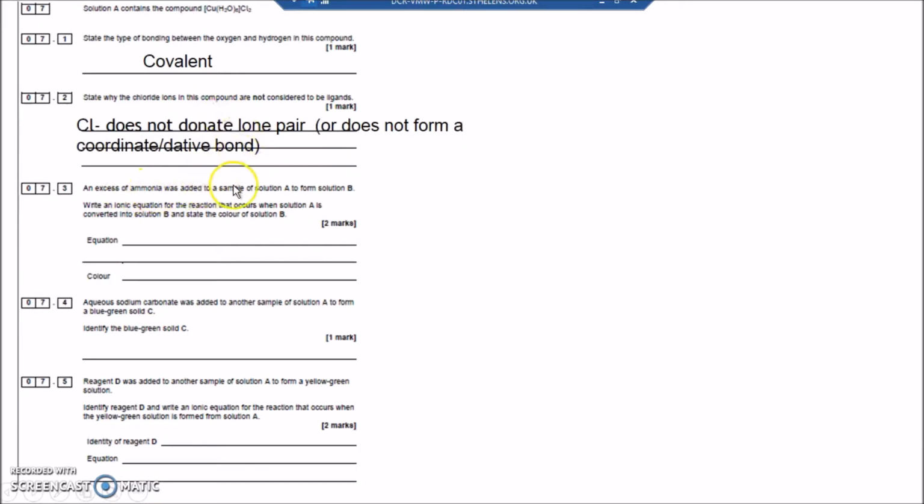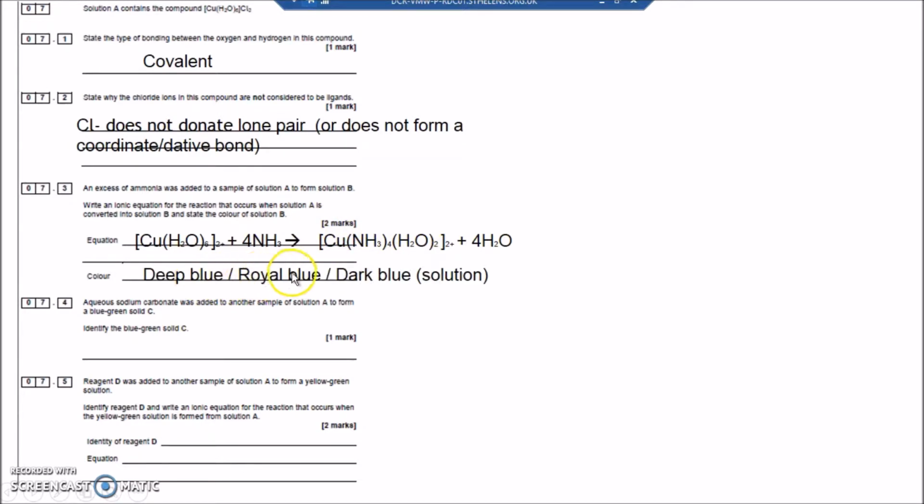An excess of ammonia was added to a sample of solution A to form solution B. So what actually happens is that 4 of the NH3s, 4 of the ammonias, replace 4 of the waters. 2 will remain. So we've got CuH2O6 2+, and 4 ammonias replace 4 of the waters. 2 remain. It's still 2+ because NH3 and H2O have got oxidation states of 0. They've got no charges. So the 2+ still remains and 4 of the waters come off. The colour is a deep blue solution. You can also say a royal blue or a dark blue solution. Any of those will get the mark.